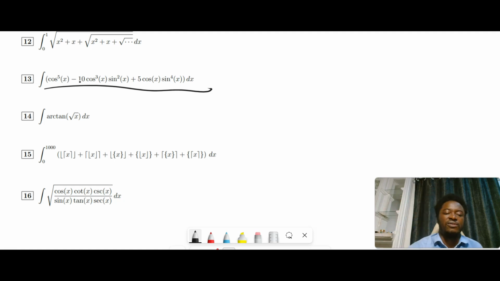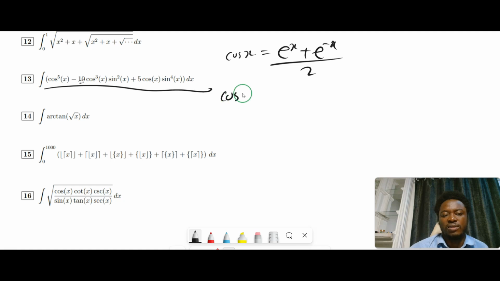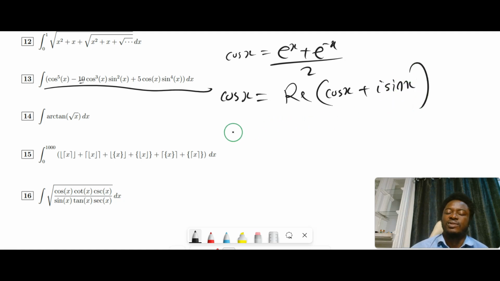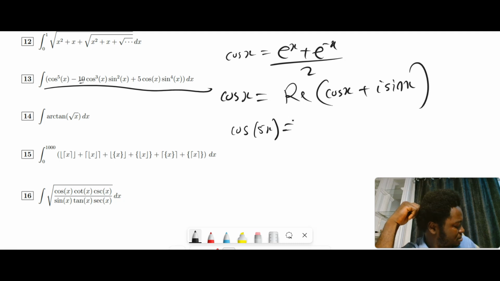Yeah, because if you look at the form, cosine of x is e to the x plus e to the negative x over 2. Cosine of 5x. Oh no. Okay, cosine of x is the real part of cos x plus i sine x. So cosine of 5x is... how do we even do this?